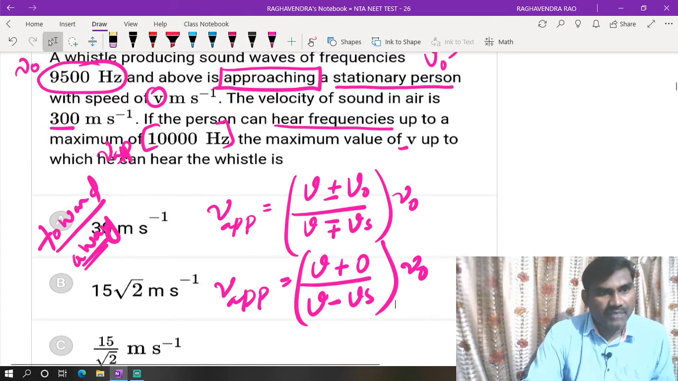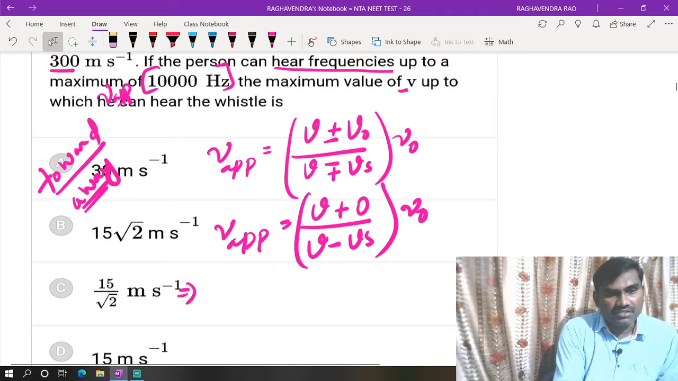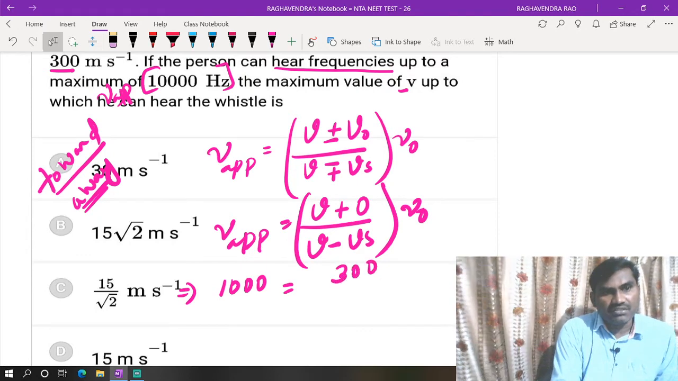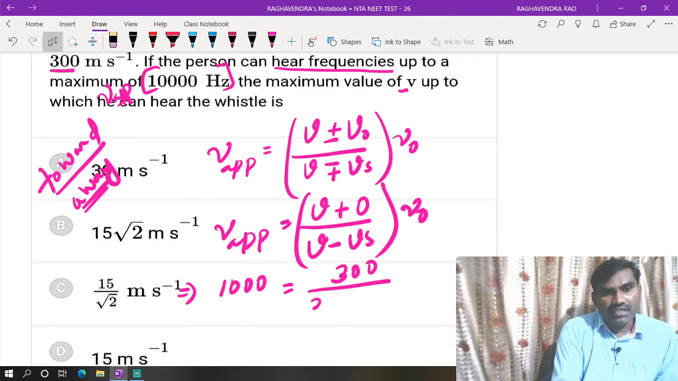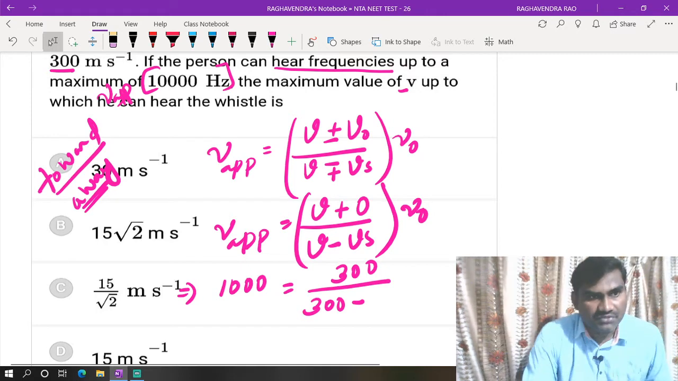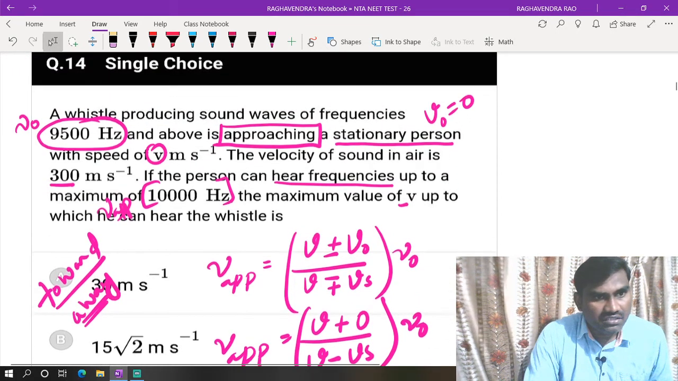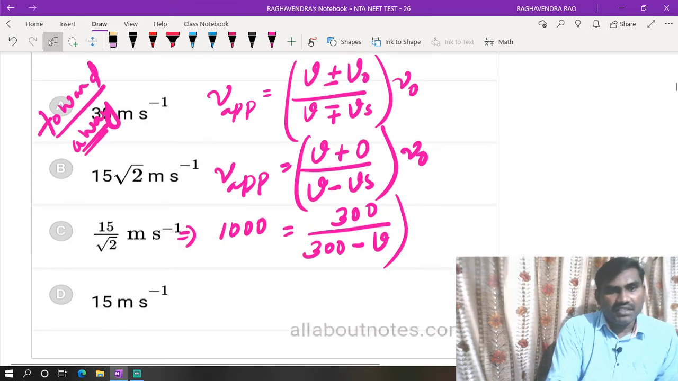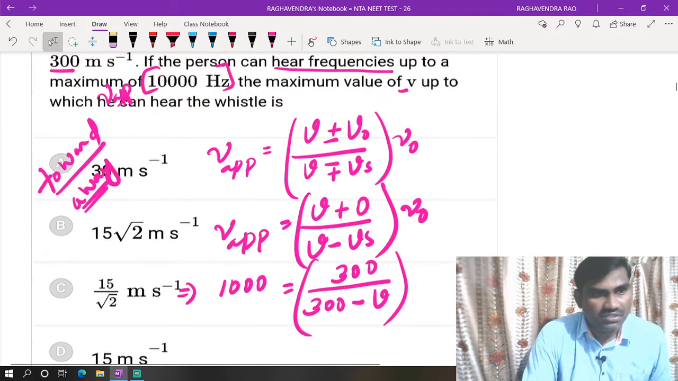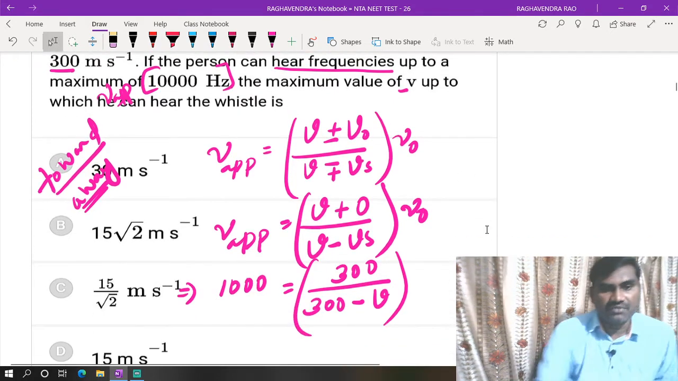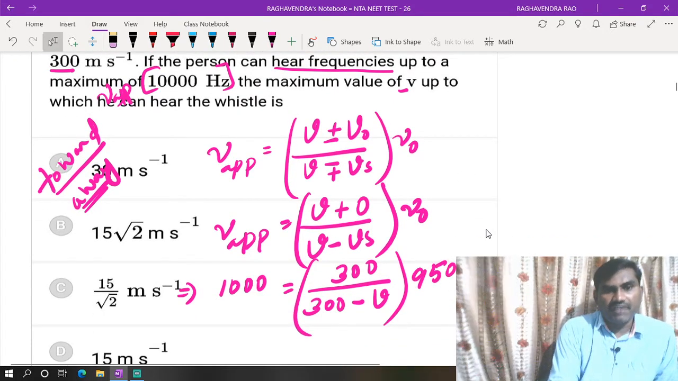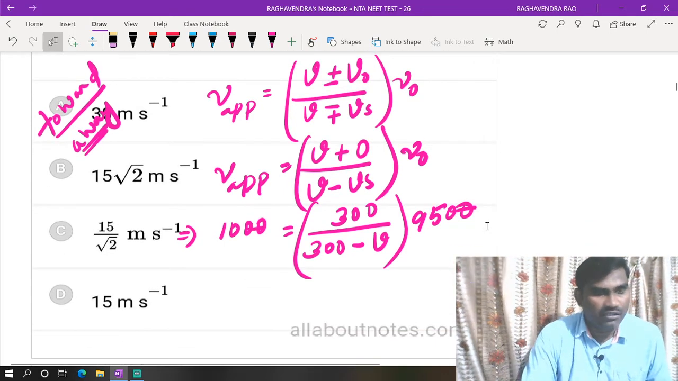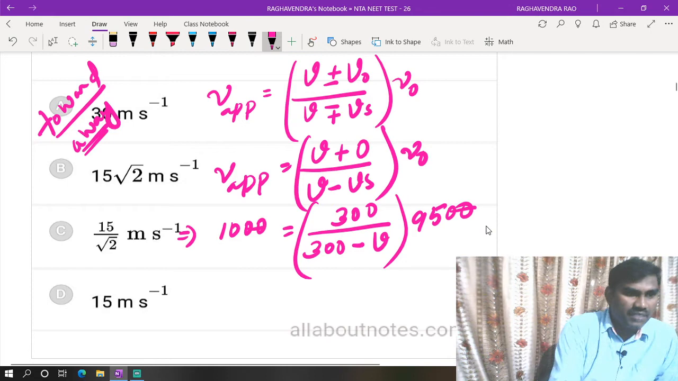So the apparent frequency given is 10,000, which is equal to V, the velocity of sound, that is 300, divided by 300 minus Vs. Vs is the velocity of the source that we need to calculate, multiplied by the original frequency, which is 9500. From this we can simplify the relation and get the value of the velocity V as 15 meter per second.